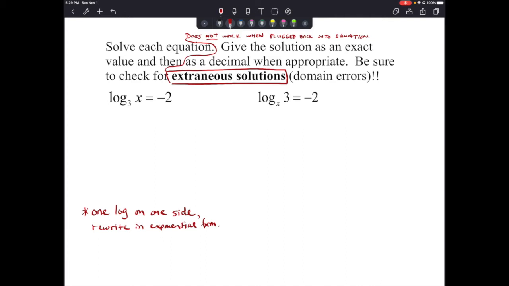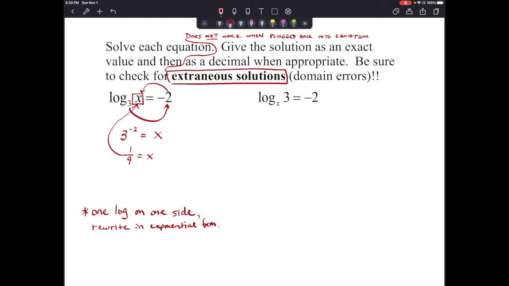A lot of times with our exponentials, we rewrite them in log form. Now we're going to rewrite this log in exponential form. So when we do this, our base is 3. We're going to raise it to the power of negative 2, and it should equal x. We have 3 to the negative second power equals x. And we know 3 to the negative second power is 1/9. So x equals 1/9. And that's totally fine. If we put 1/9 in there, it does make sense. It does work out.